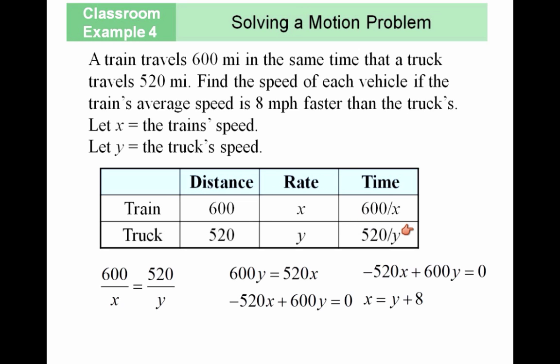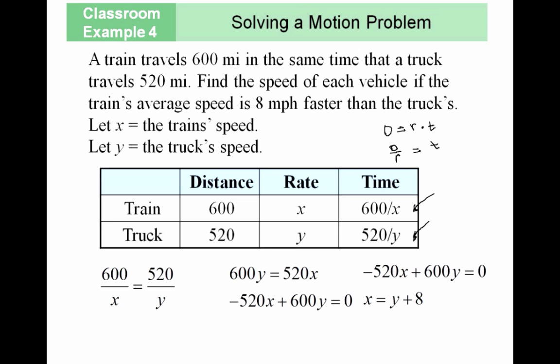So remember the formula? Here we have distance is equal to rate times time. So the time, if I divide both sides of the equation by r, would be distance over rate. That's what we have here. We have distance over rate, that's the time for the train in terms of x. This would be the time for the truck in terms of y. These two would be equal to each other.